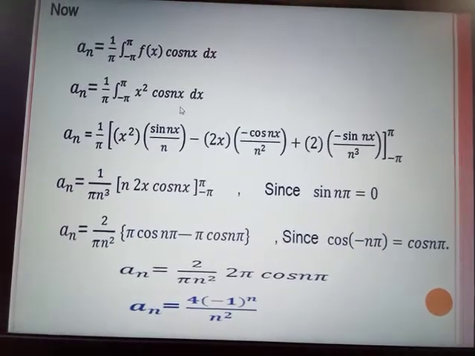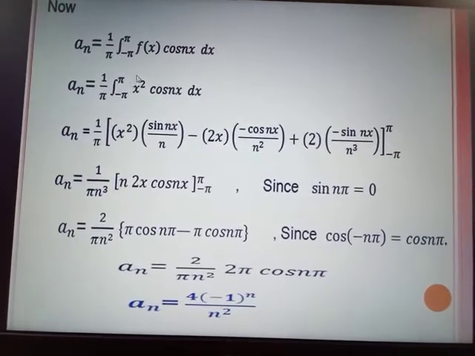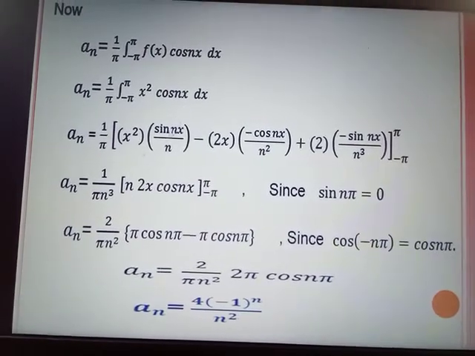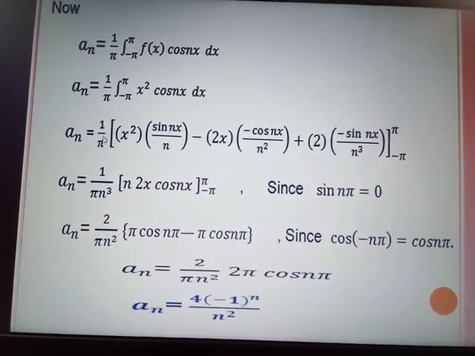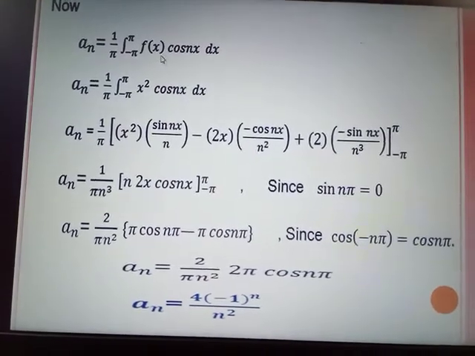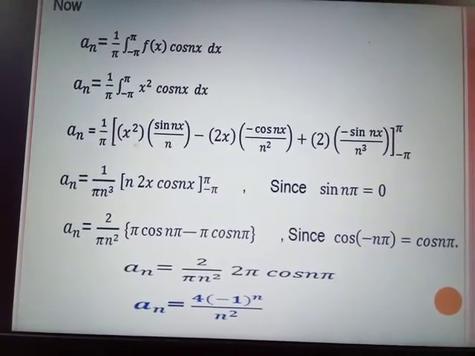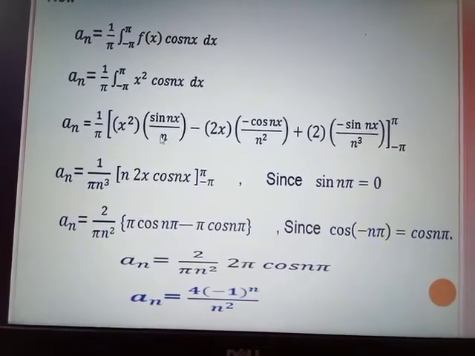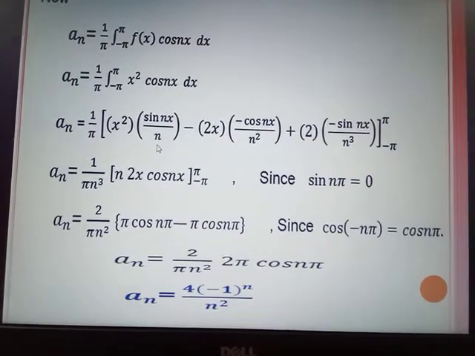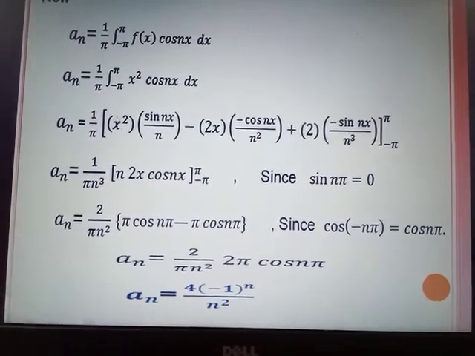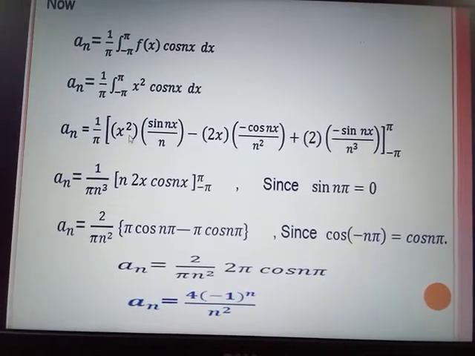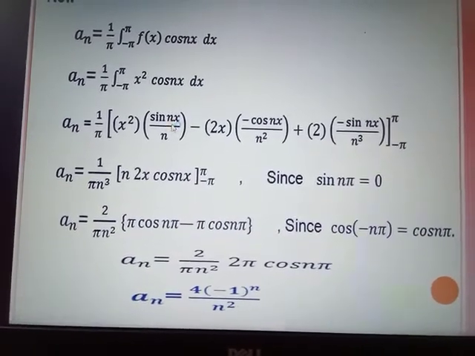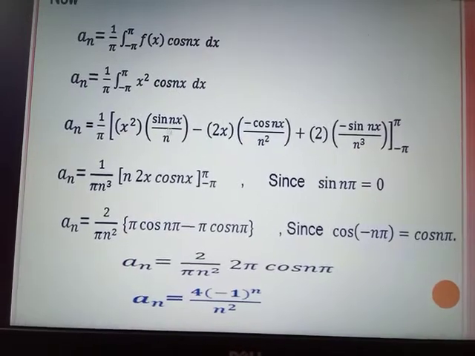Here, x square cos nx. Consider x square as the differentiating part and cos nx as the integrating part. Then an is equal to 1 by pi, keep as it is, keep the differentiating part as it is and integrate cos nx. We know that integration of cos nx is sin nx divided by n. Then minus, differentiate this x square. Differentiation of x square is 2x, into again integrate this sin nx by n, not cos nx.